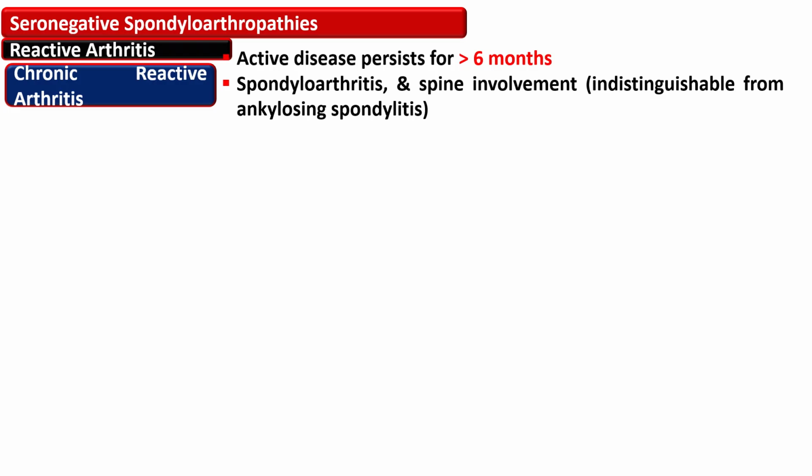If the disease persists for more than 6 months, this is termed chronic reactive arthritis. Spondyloarthritis and spinal involvement are indistinguishable from ankylosing spondylitis. It is frequently associated with enthesitis, in which sites such as the Achilles tendon and calcaneal plantar fascia are involved, which results in heel swelling.